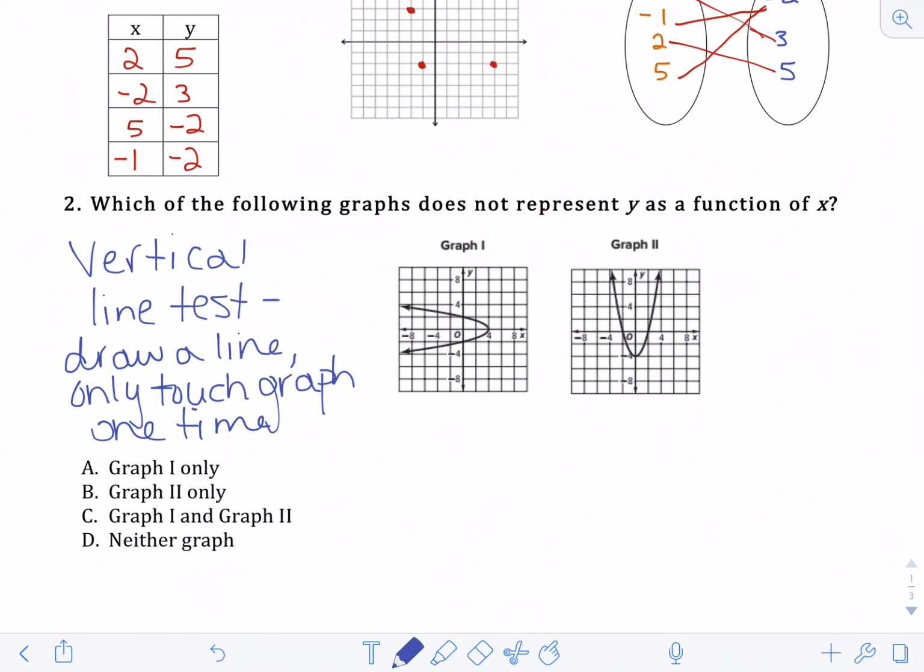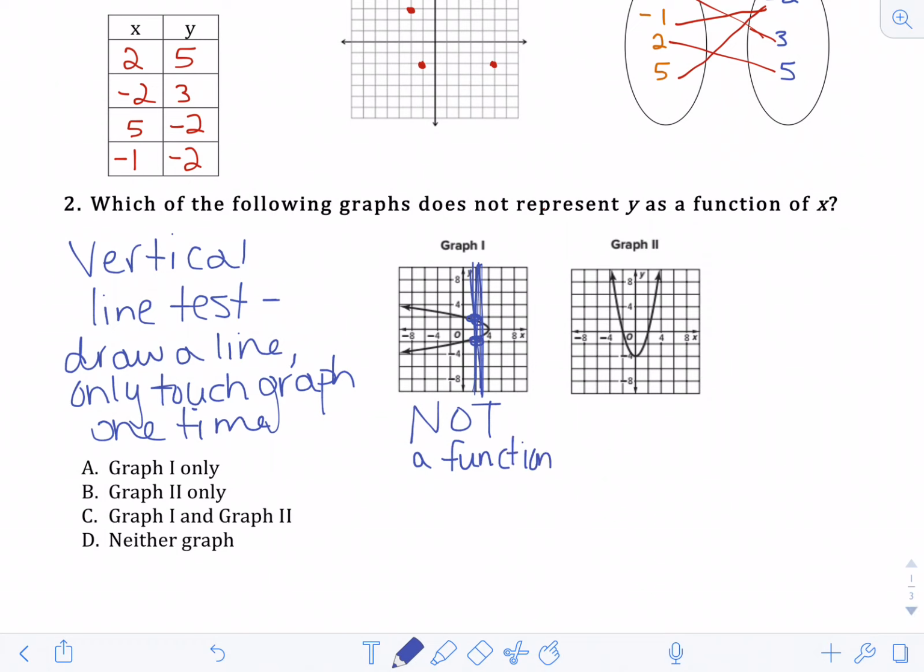Okay, so here we go. Looking at this first one, if I were to draw a line, if you put your pencil down here, how many times do you touch that graph? You touch it more than once, top and bottom. So this one is not a function because it did not pass the vertical line test.